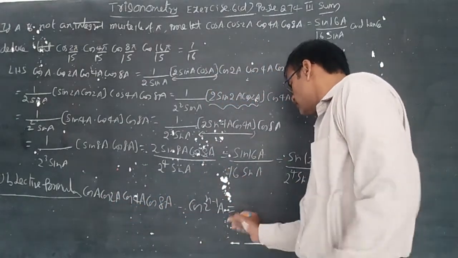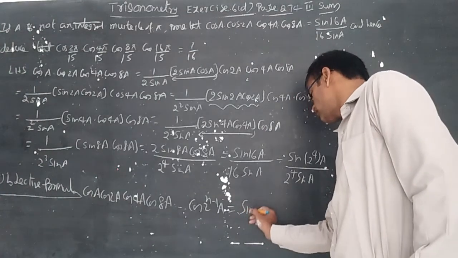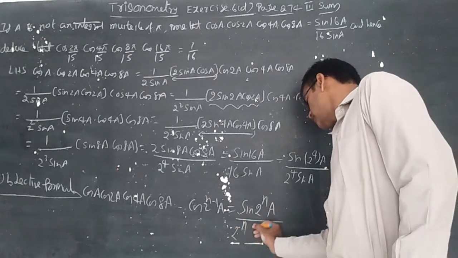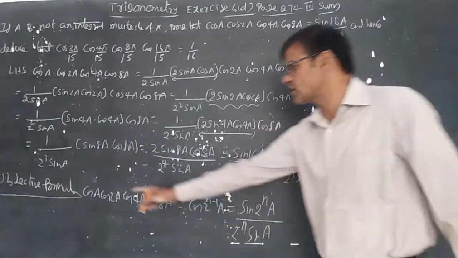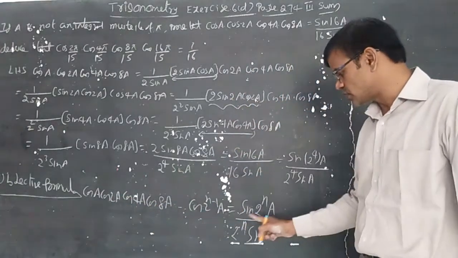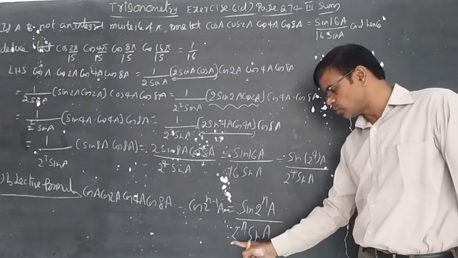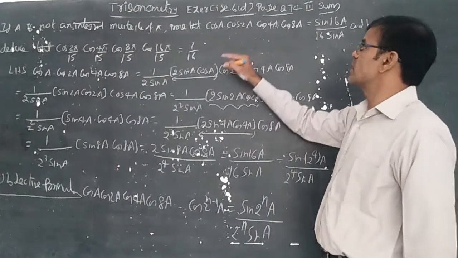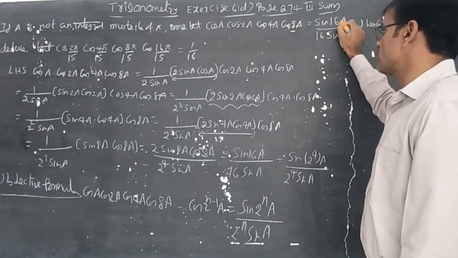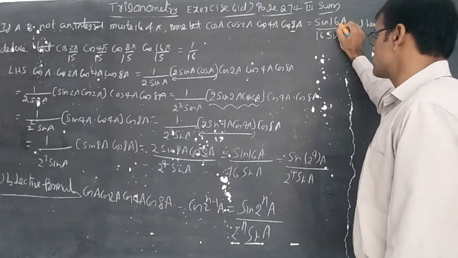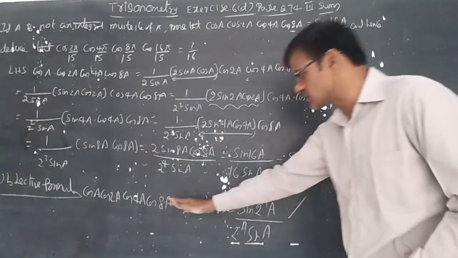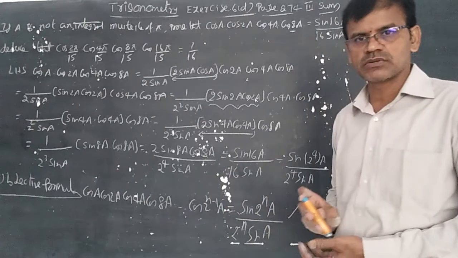So 2 power n minus 1 into A becomes sin of 2 power n A whole by 2 power n sin A. If you write here cos A, cos 2A, cos 4A, cos 8A, and so on until cos 2 power n A, you should write sin 2 power n plus 1 A by 2 power n plus 1 sin A. Try to understand that here 8A is there, here we got 16A. So this is 2 cube, this is 2 power 4. If it is 2 power n, it is 2 power n plus 1. If it is 2 power n minus 1, this is 2 power n. You should remember this as a formula. Plenty of sums are there in objective, not in IP.